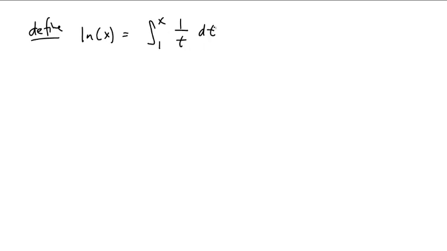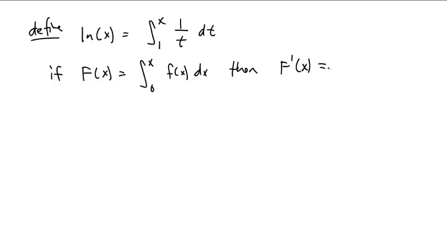Well, just as the fundamental theorem of calculus said that if big F of x was the integral from 0 to x of f of t dt, then the derivative of big F of x was little f of x. The exact same reasoning will say that the derivative of the natural log of x, defined as such, is going to be, well, not 1 over t, but 1 over x.